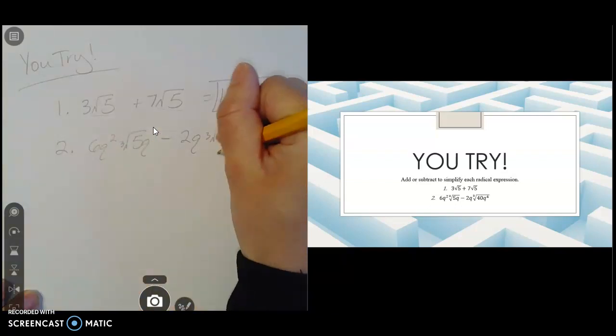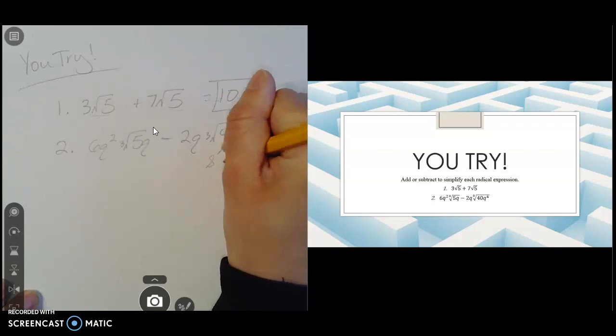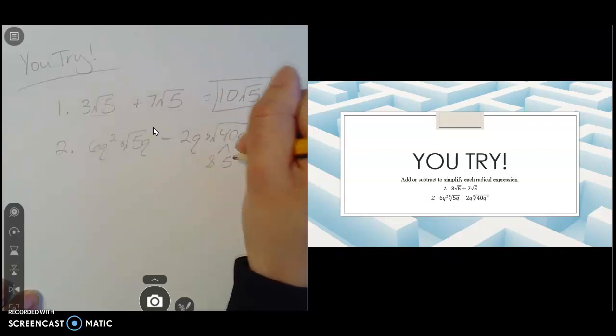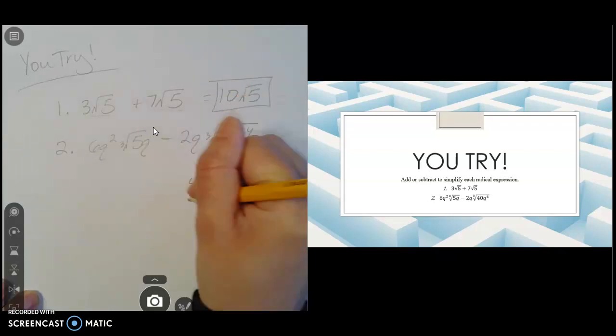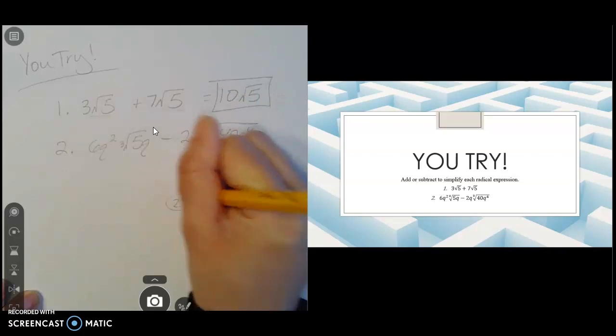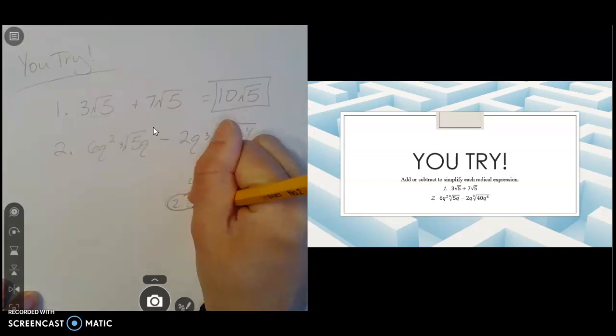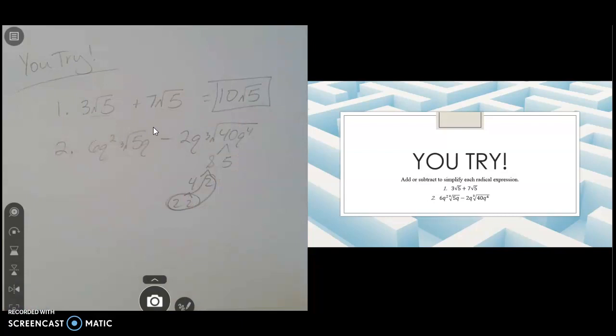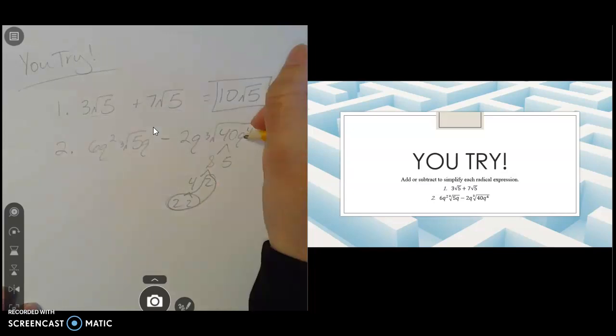So 40, you can break that down into 8 times 5. 5 is prime, but 8 can be broken down into 4 times 2. And 4 is 2 times 2. Oops. Started circling a little early there. It is a cube root, so you're looking for a group of 3. We have 3 2's, okay, that we can take out.